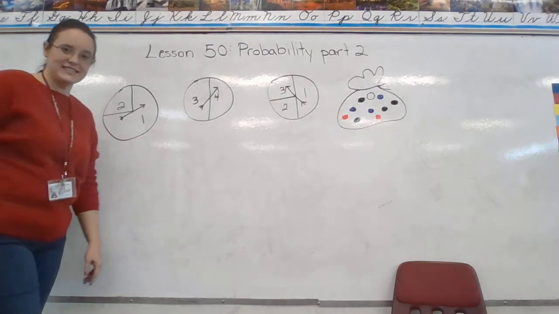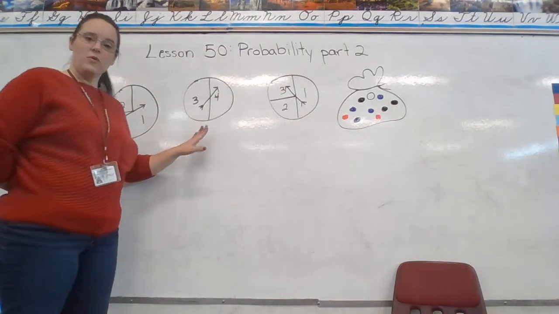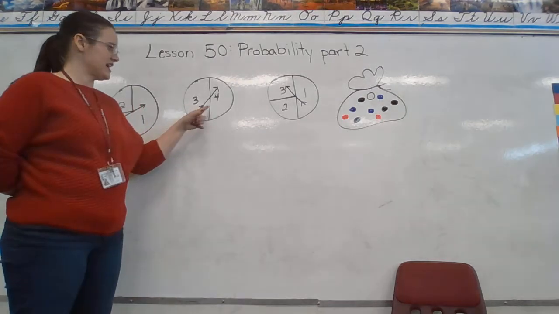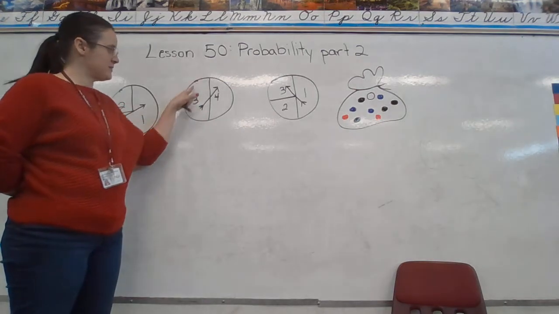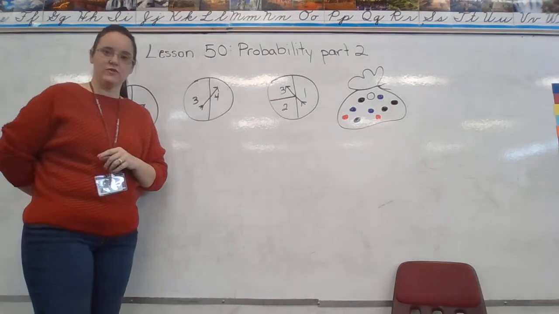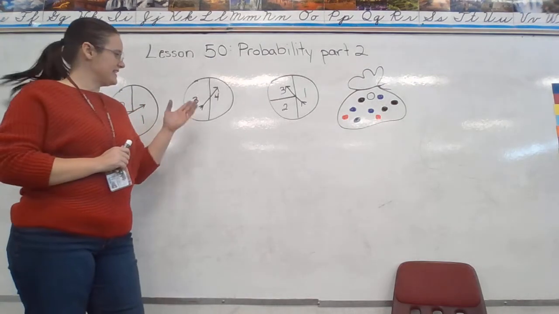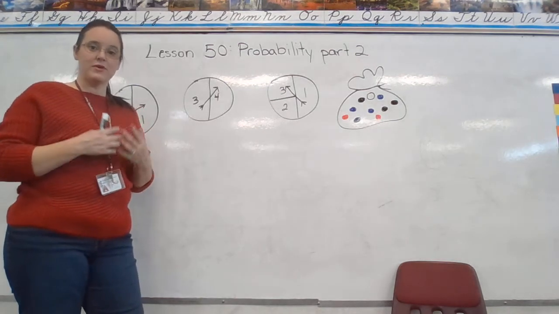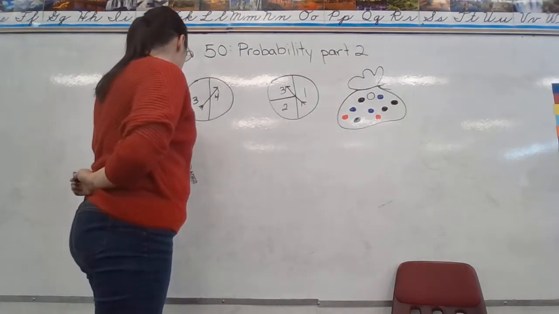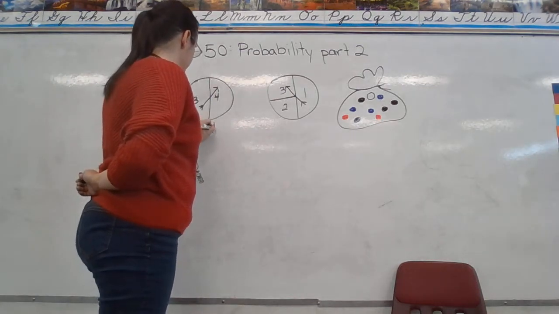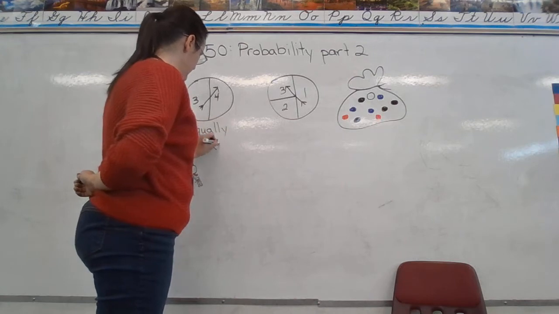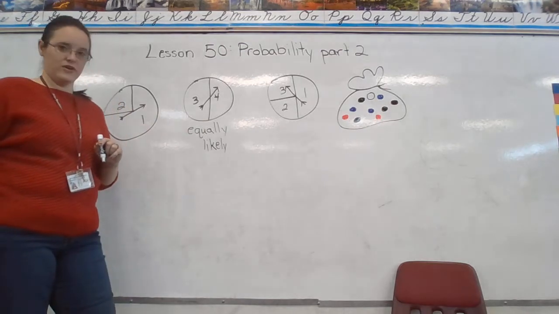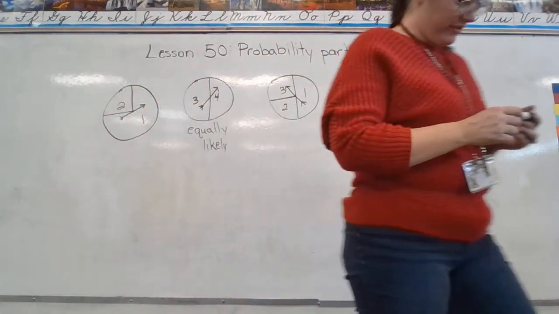Okay, take a look at our second spinner because sometimes we're going to have options that are equally likely, such as in this case. Half of the spinner is 3, half of the spinner is 4. So can I say it's more likely to land on a 4? No, because it's the same probability. We call that equally likely to land on 3 as on 4.